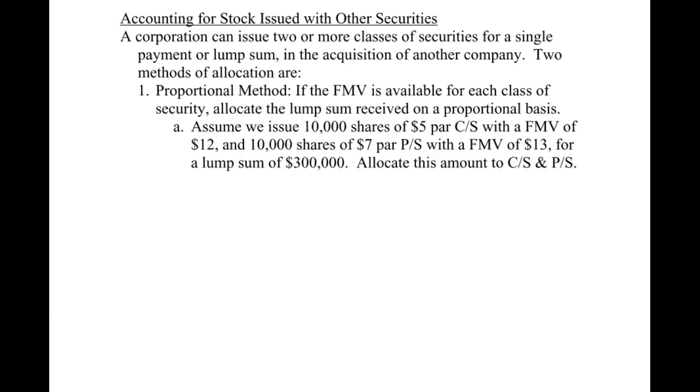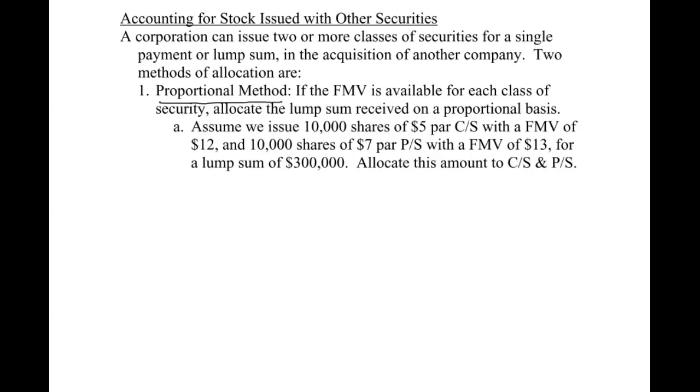Today we're continuing on with our Stockholders Equity chapter. What we're going to look at in this video is accounting for us issuing stock when we issue it with other securities. So what we're going to do here is issue common and preferred stock together at the same time for a lump sum. We're going to start by doing the proportional method, and when we get to the bottom of the page, we'll use the incremental method.